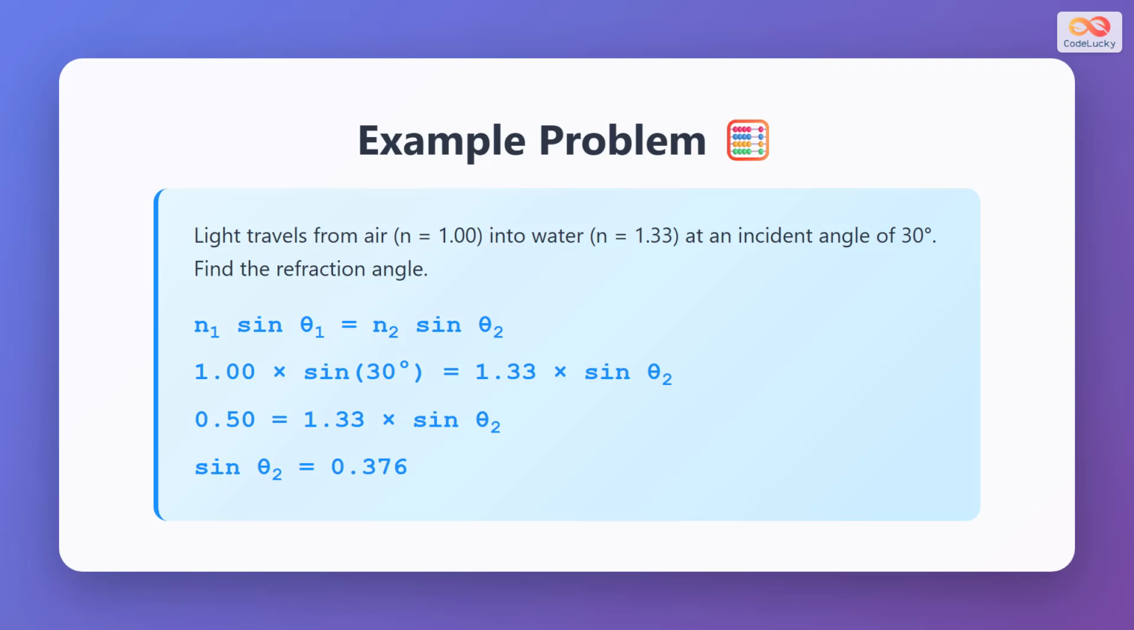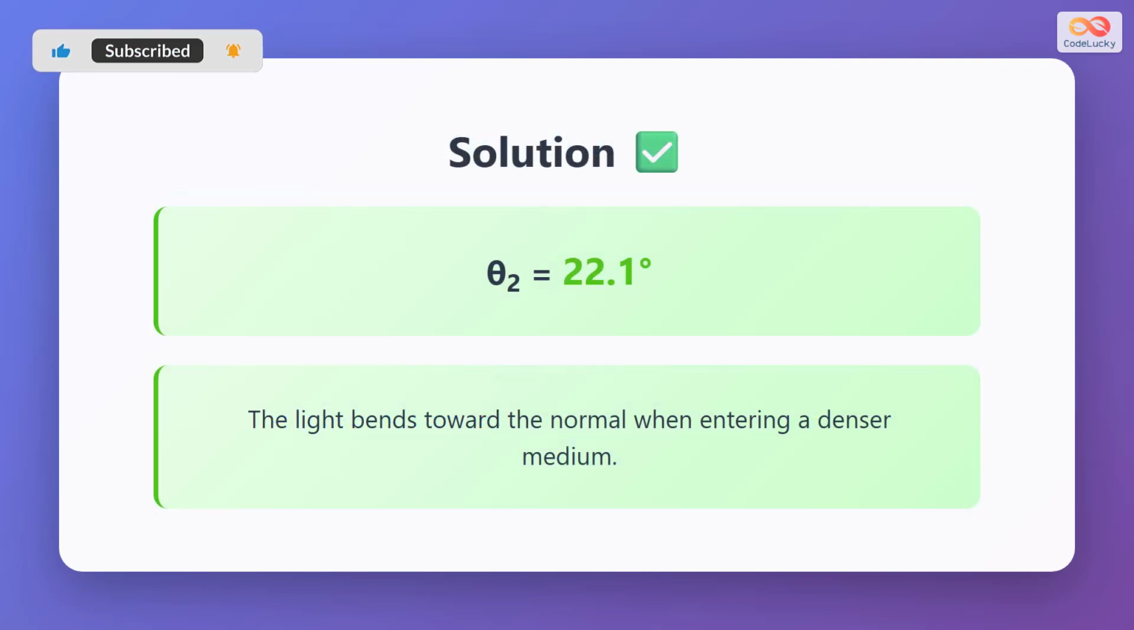Using Snell's law, we write 1.00 times sine of 30 degrees equals 1.33 times sine of theta 2. Since sine of 30 degrees is 0.50, we have 0.50 equals 1.33 times sine of theta 2. Dividing both sides by 1.33 gives us sine of theta 2 equals 0.376. To find theta 2, we take the inverse sine of 0.376, which gives us 22.1 degrees. So the refraction angle is 22.1 degrees.